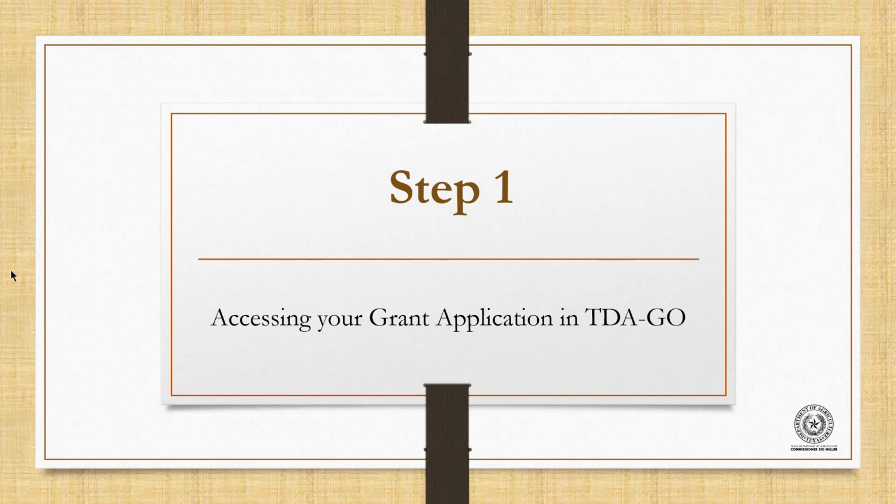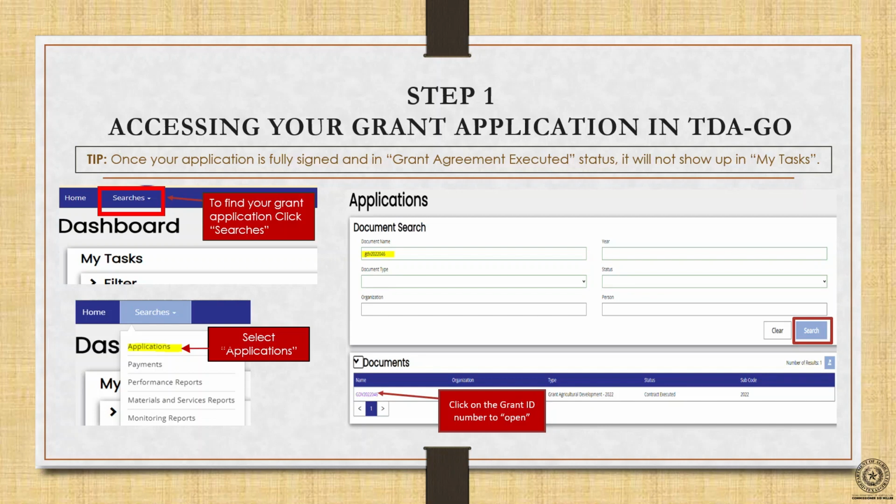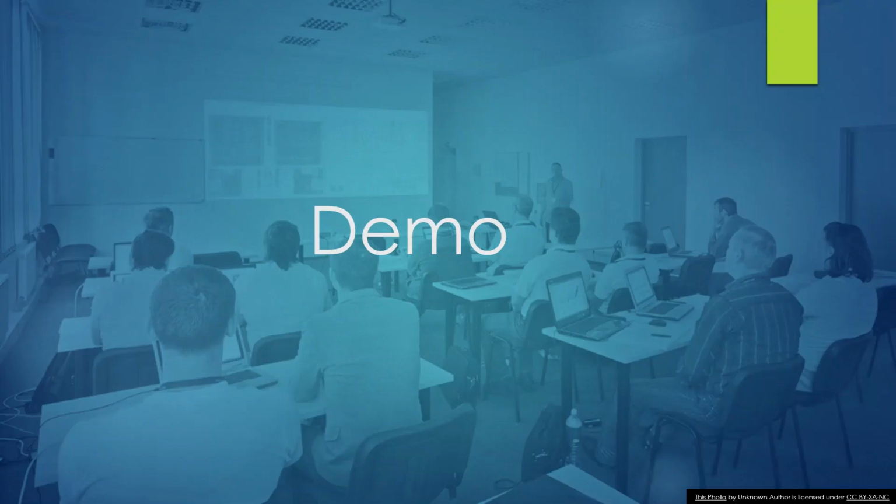Step 1. Accessing your grant application in TDA-Go. Once your application is fully signed and in grant agreement executed status, it will not show up in My Task. To find your grant application, click Searches. Then select the application. Then enter your grant ID number under the document name. Then click on the grant ID number to open. Now we will show you a demo.